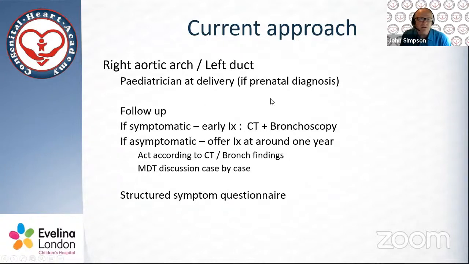In our own series, our latest data, the incidence of clinically apparent compression at delivery is only about 5 to 6%. We follow the babies up. If the baby is symptomatic, then we do offer early investigation with CT and bronchoscopy. If they're asymptomatic, we tend to keep them under review, and we have a discussion with the parents about whether we keep them under a bit further review or whether we actually investigate them with CT and bronchoscopy.